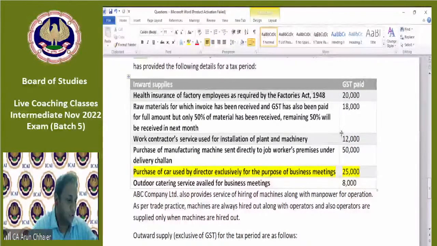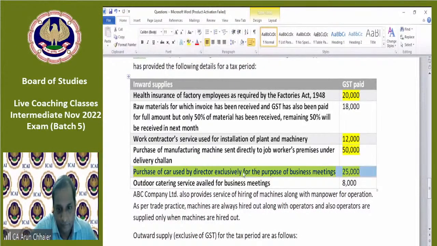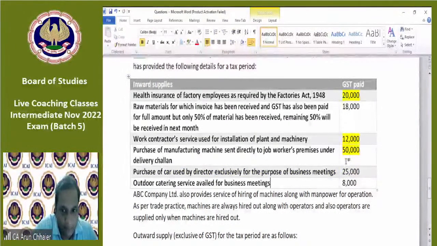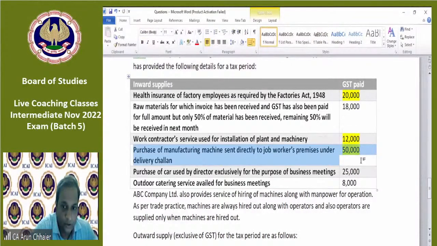The right answer is 82,000 because we are eligible for 20, we are eligible for 12, and we are eligible for this 50. Correct? 20 plus 12 plus 50. The answer is 82,000. Why not 50? We have talked about that you can take the ITC even if the goods are directly sent to the job worker.